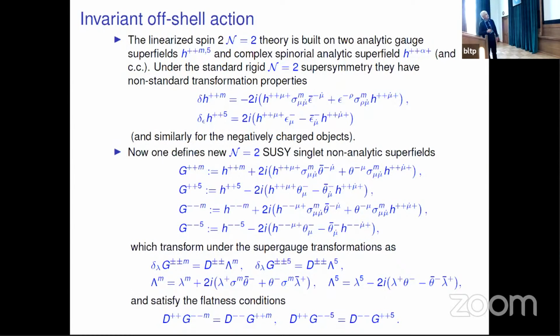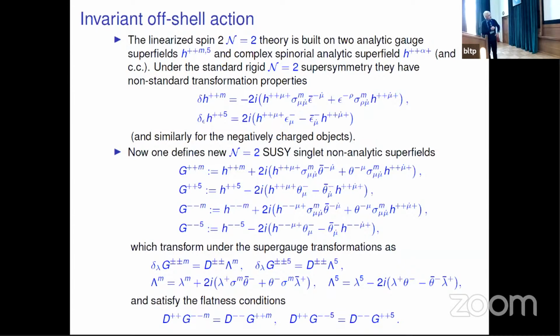Next, offshore action, I will discuss only the linearized level. So we will need the linearized form of these gauge transformations. The basic point is the following: H plus M and H plus plus, under rigid N=2 supersymmetry, have a non-trivial transformation law. Namely, this one transforms through spinor analytic superfields, and the same for H plus plus phi.